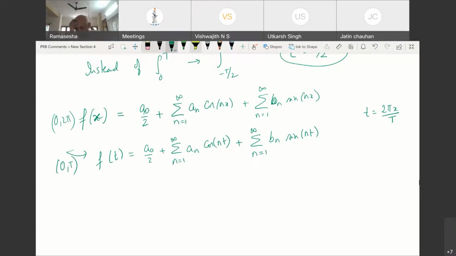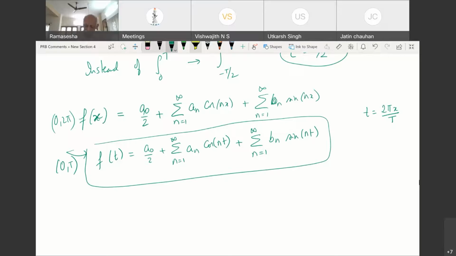Okay, so whenever I have a periodicity 0 to capital T, I change my variables to n pi x by capital T, and then I have this one. So this is in general the Fourier series that is used for any arbitrary period T. Any questions so far? Just a change of variables. Any questions? No, sir.